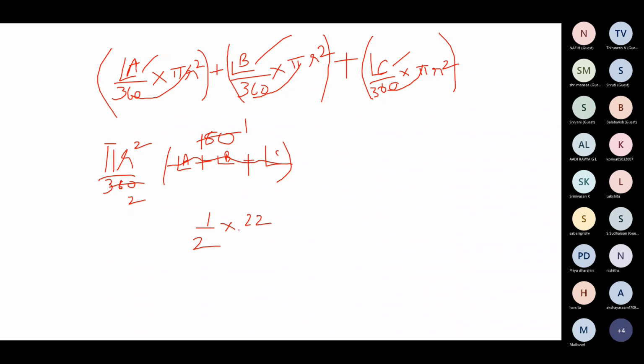Half into 22 by 7 into r square. R is 3.5, so 3.5 into 3.5, or 35 by 10, which is 7 by 2. So 7 by 2 into 7 by 2. What is this? 7 cancels. 77 by 4 is coming. So we are getting 77 by 4.